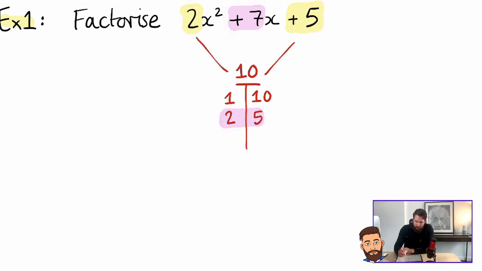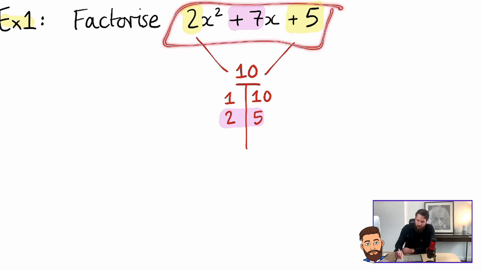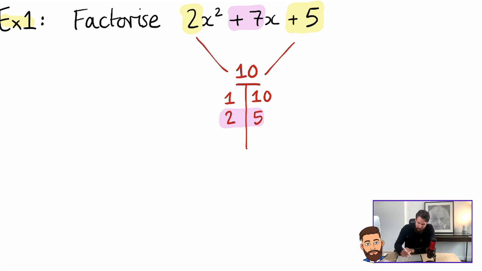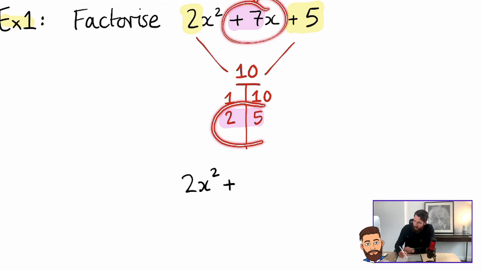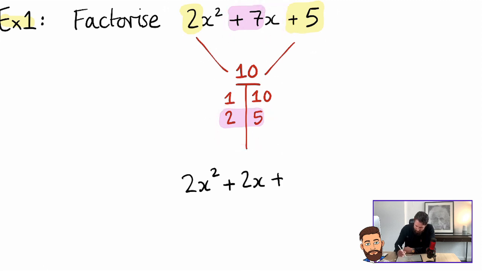What you're going to do at this point is rewrite the entire quadratic, but we're going to replace b with our new factors. So 2 add 5 makes 7, and we need an x as well. So we're going to say 2x squared plus, now I'm going to replace this 7x with this 2 plus 5. So that will be 2x plus 5x, and then I've got the plus 5 on the end.